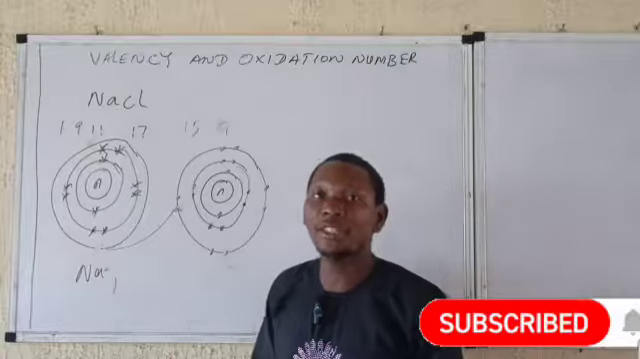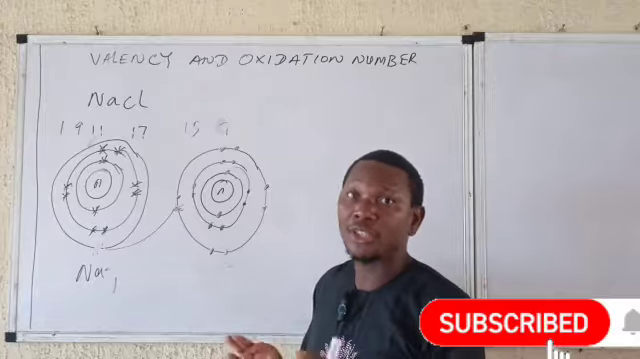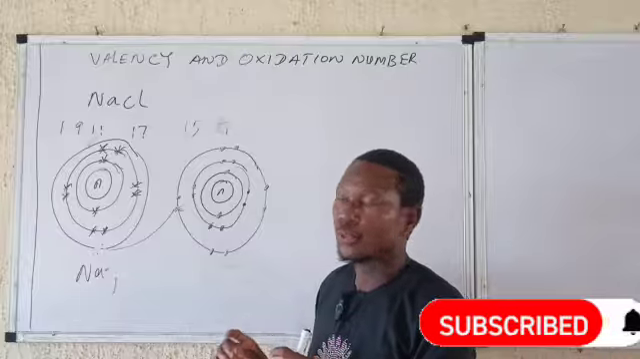Now, there are some mistakes that are usually made. In some cases, they will now put here as -1. Please note, it's just the number of bond. So you don't need to put the minus.